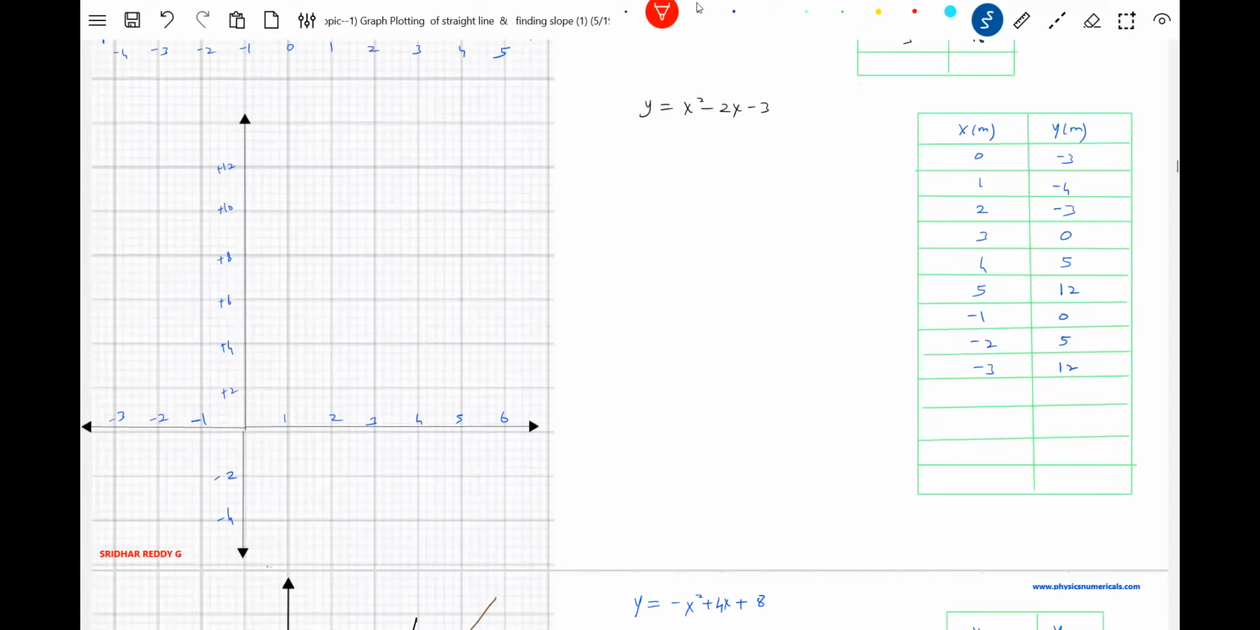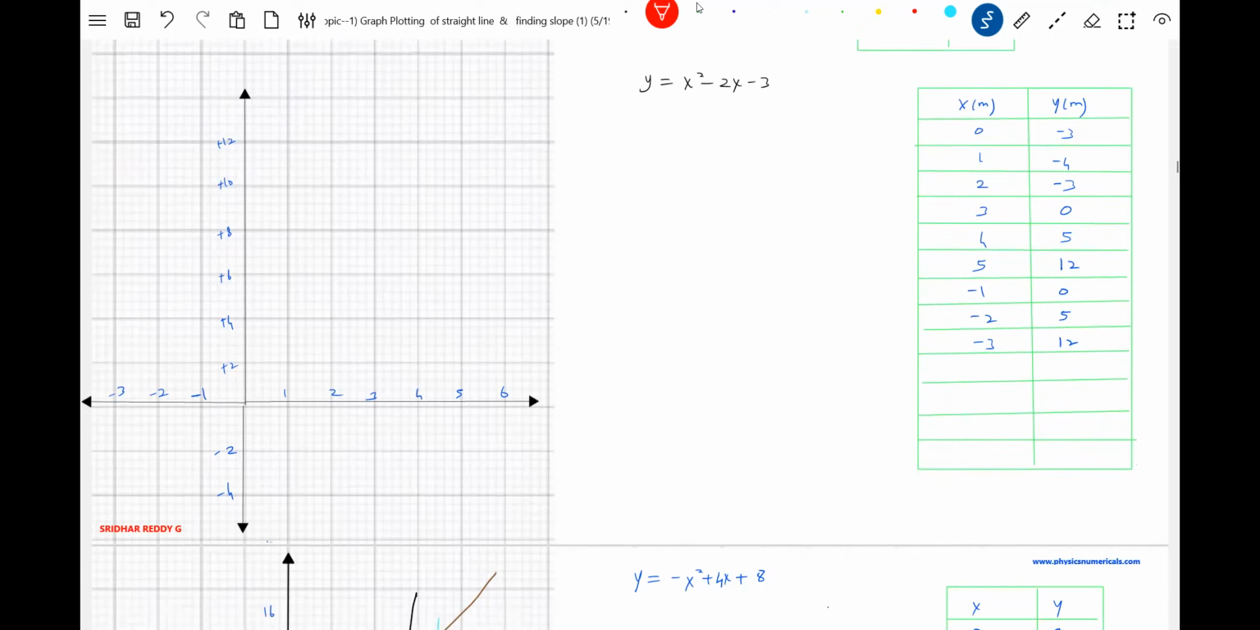So it's not guesswork. See, maximum what happened, we'll try to remember. No need to memorize. Go for the methodology here. X equal to 0, minus 3. X equal to 1, it will be minus 4. X equal to 2, it is minus 3. X equal to 3, it will be 0. X equal to 4, it will be 5.